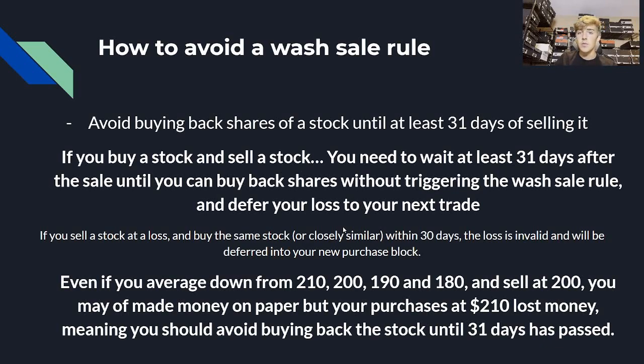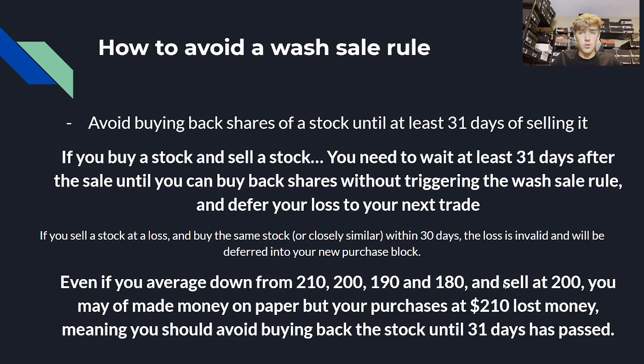Now, this is a tricky part. This is where I got burned, right? That's why I'm making this video. I lost money with the wash sale rule. I did not understand that even if you average down and you sell above your average, the wash sale rule applies, right? So I'm a pretty good trader and investor, right? I don't lose very much. But when I do lose, apparently it's when I average down, right? So I am trading this stock right now. In the past, I bought at 210, 200, 190, 180. So my average is right around 200 or 190.